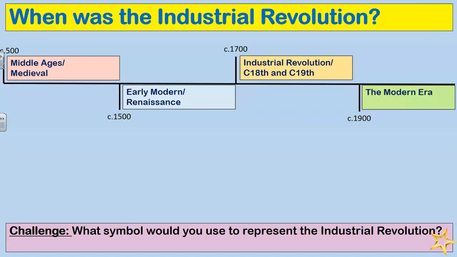So the first thing we need to know is when the Industrial Revolution was. So we are looking at this time period here, between the 18th and 19th century, so 1700 to 1900. The Industrial Revolution begins probably around 1750, right up to 1900. This time period can interchangeably be called the Industrial Revolution era, or the 18th and 19th centuries is fine as well. So, if you would like to challenge yourself, have a think about what symbol you might use to represent the Industrial Revolution based on what you already know.